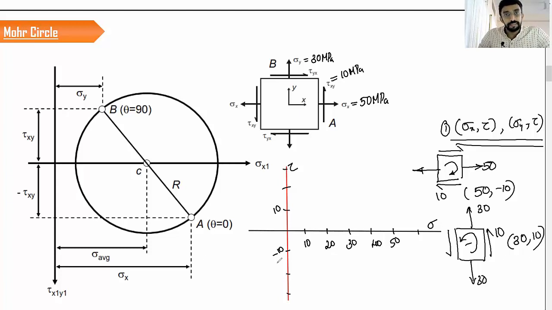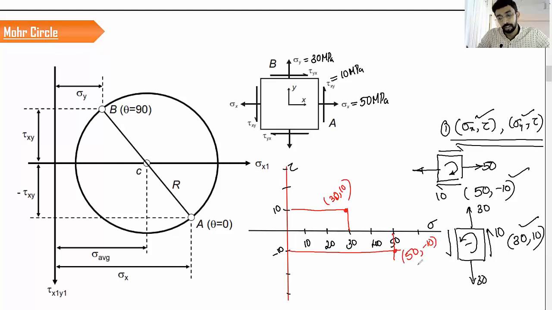So in the next step, what you are supposed to do is plot these two coordinates in the graph or in the plot. That means 30, 10. So 30 is this value, 10 is going to be these two values. So this point is going to be 30, 10. Similarly, 50, minus 10 is going to come somewhere here. 50, minus 10. And the next step is join these together. You are supposed to join these together.